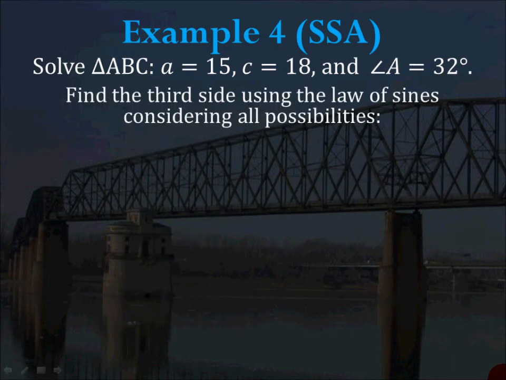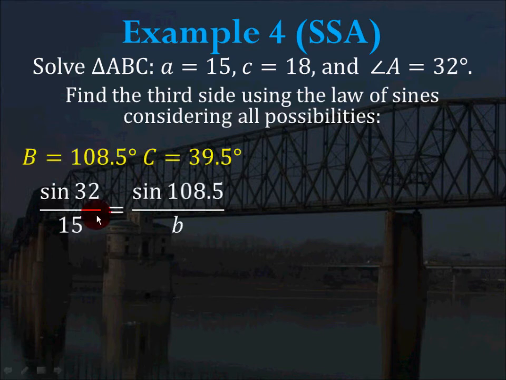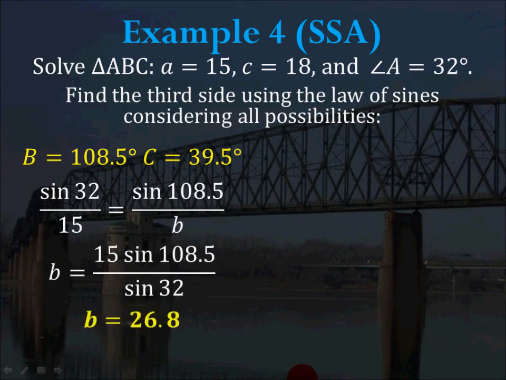Alright, now that we have two of the angles, let's find the third side, because we know all three angles now actually. So sine of 32 over 15, which is sine of A over A, is equal to sine of angle B over side B. And if you solve for side B, you get 26.8.